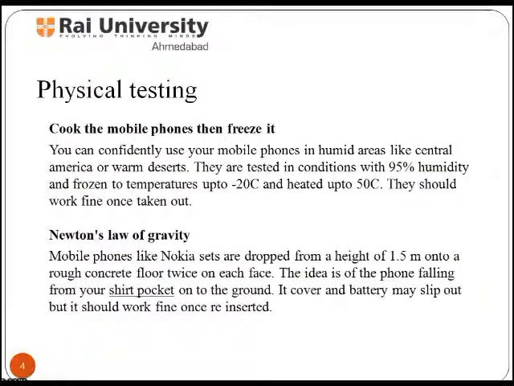Third, heat the mobile phone then freeze it. Mobile phone testing is done in such a way that you can use it in humid areas like warm deserts. They are tested in conditions with 95% humidity, frozen to temperatures down to minus 20 degrees Celsius and heated up to 50 degrees Celsius. So they should work fine once taken out.